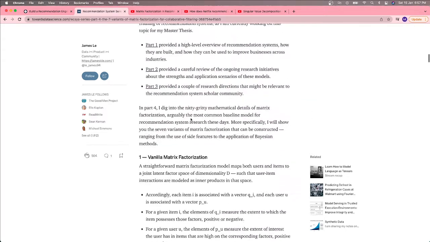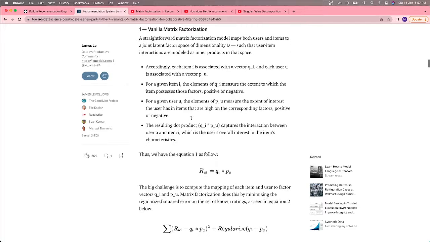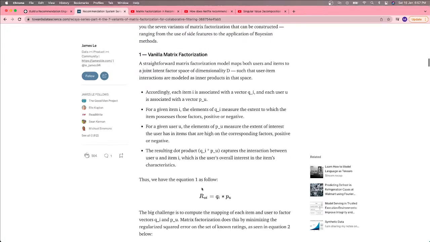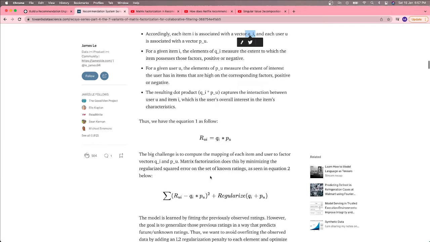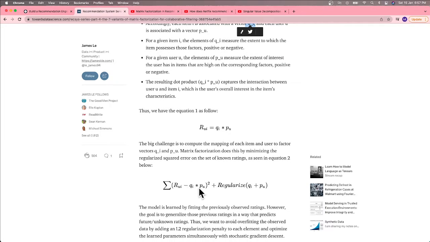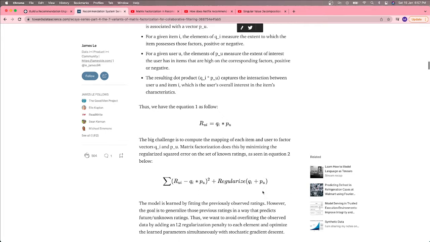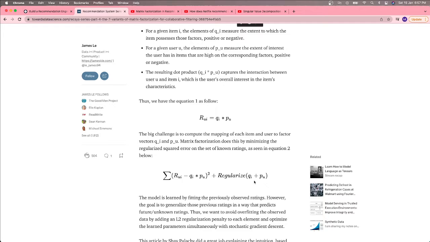There are different methods of factorization. One is a simple method where we need to get R from Q and P, where user is associated with P_u and item with Q_i. So the error becomes the actual matrix minus P times Q. We put in a regularization because there is a lot of sparsity, and to avoid overfitting we penalize the values of P and Q. That is one way to factorize.